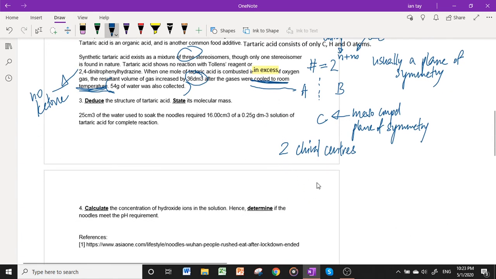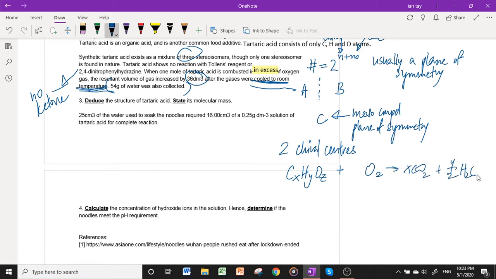So 1 mole of tartaric acid, let it be CxHyOz, plus a certain amount of O2 to form x CO2 plus y/2 H2O. So how many moles of O2 will react with 1 mole of tartaric acid? It is simply (2x + y/2 - z) divided by 2. You agree with me? Why? Because it needs to provide 2x oxygen atoms for the CO2, and y/2 oxygen atoms for the H2O, but you can use some of the oxygen atoms in tartaric acid, correct? But you divide by 2. Why? Because 1 oxygen molecule has 2 atoms of oxygen.